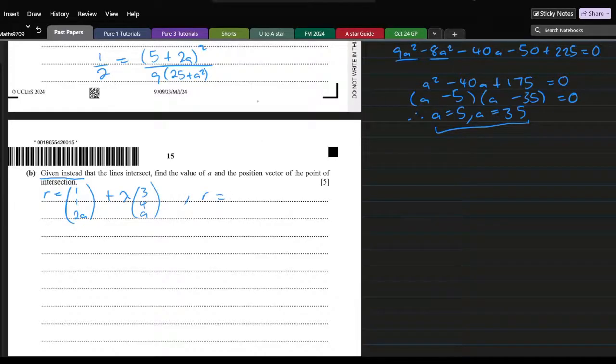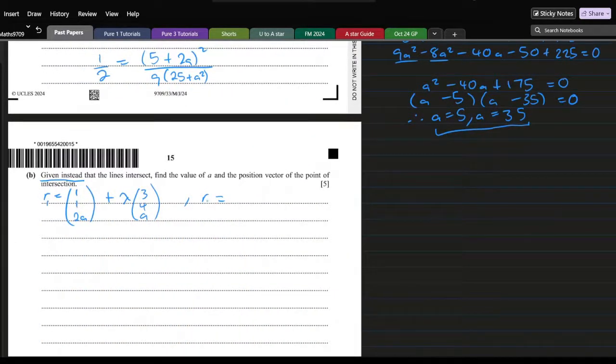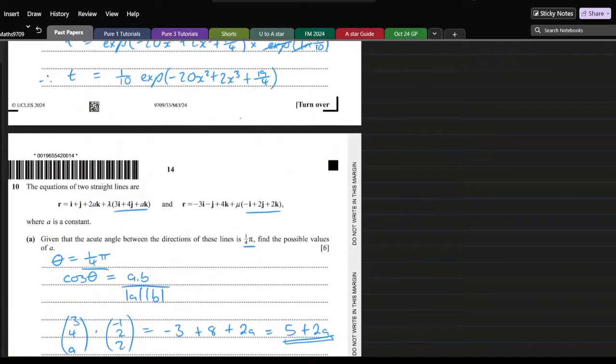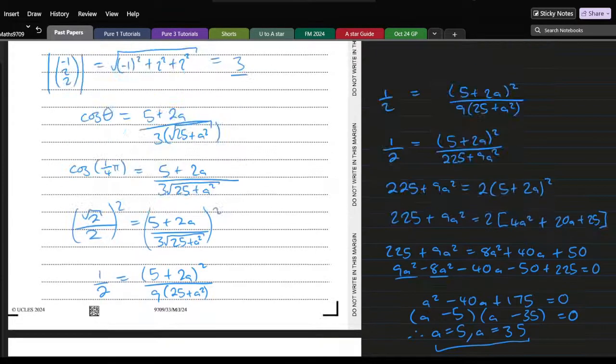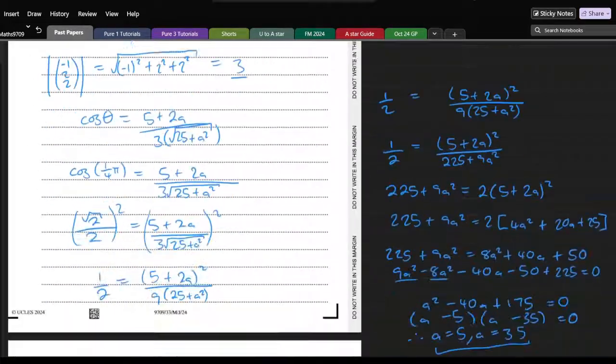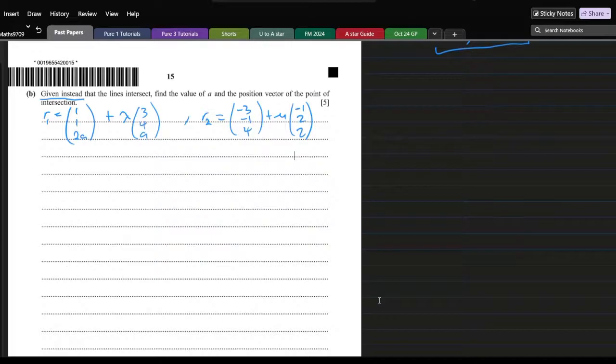Then our second one, I should probably write this as R1 and R2 so that we don't get any confusion. We've got the point (-3, -1, 4) plus mu, and our direction vector is (-1, 2, 2). And we're told that these two lines intersect. So if you want to find a point of intersection, you have to solve the equations that you have simultaneously. So that's what we're going to do here.